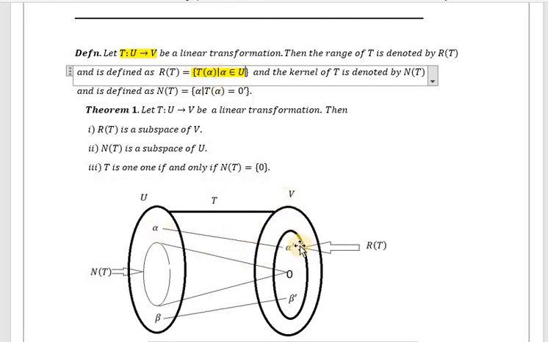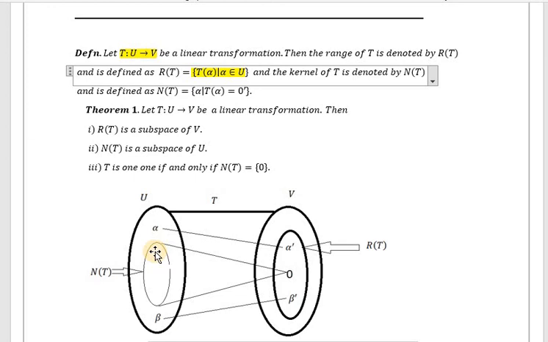See, T of alpha is alpha dash in this diagram. T of beta is beta dash. Similarly, all elements of U will have the images. Then kernel of T is denoted by N of T. N of T is nothing but the null space. See, here we have denoted a circle inside this set. See, this implies the N of T. This denotes N of T.